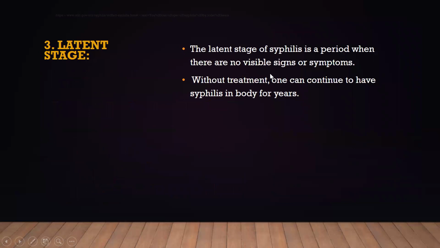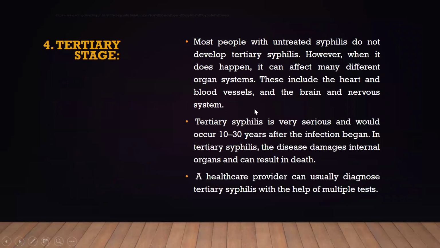Latent stage. The latent stage of syphilis is a period when there are no visible signs or symptoms. Without treatment, one can continue to have syphilis in the body for years. Tertiary stage. Most people with untreated syphilis do not develop tertiary syphilis. However, when it does happen, it can affect many different organ systems. These include the heart, blood vessels, the brain, and the nervous system.